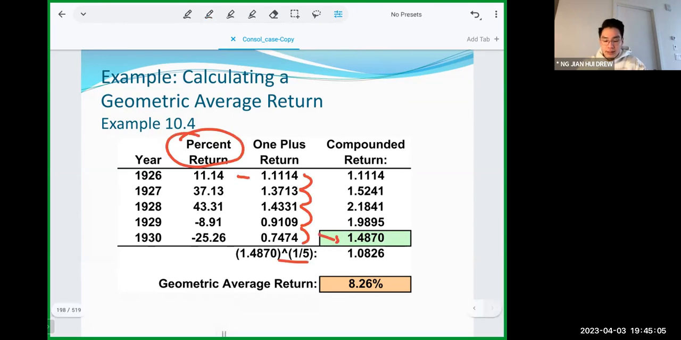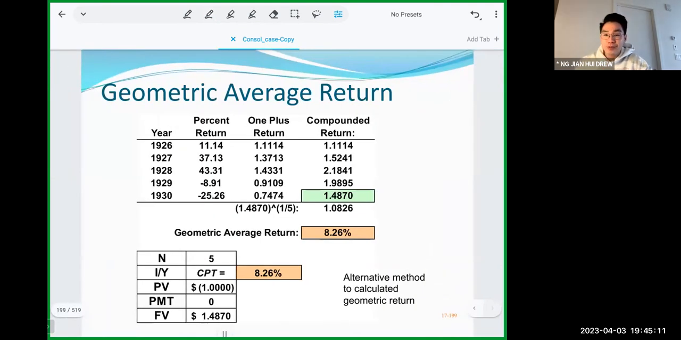Now, what is interesting is that because we are using the idea of compounding, we can use time value of money to calculate this as well. And how do we do it? Imagine the question says that at the start, our present value PV equals 1, because we have no returns at the moment.